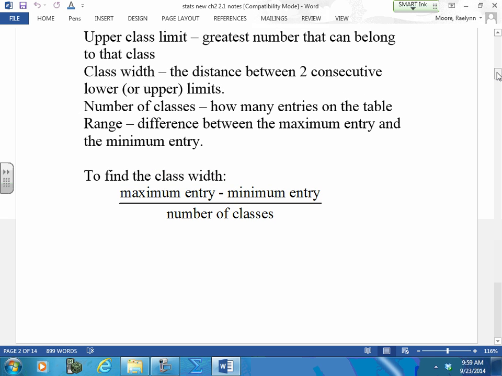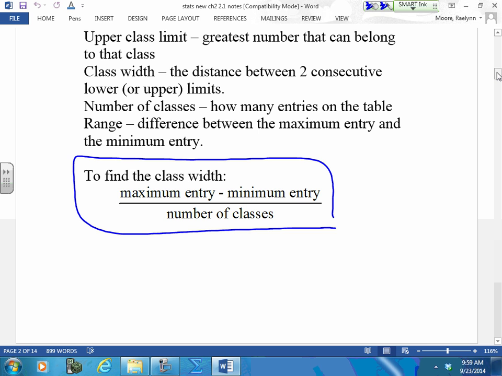Here's the most important part that you have to know. To find your class width, and you're going to have to do this with every graph that you make, because we don't give you the intervals, you're going to take your maximum entry minus your minimum. This is your range. And you're going to divide it by the number of classes. Generally, your classes are anywhere between 5 and 10. Your classes meaning your bars.